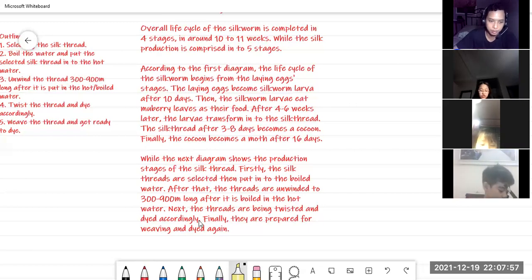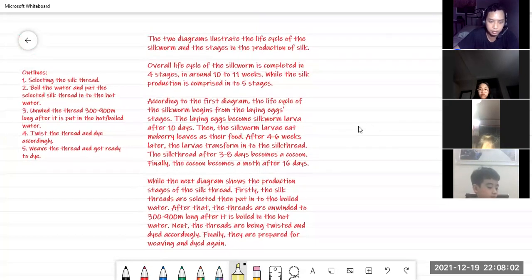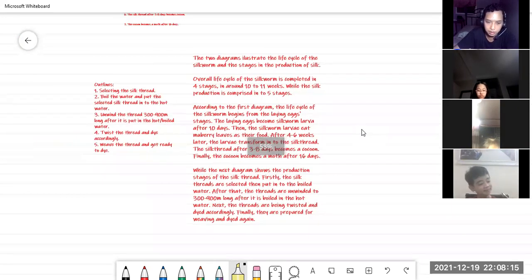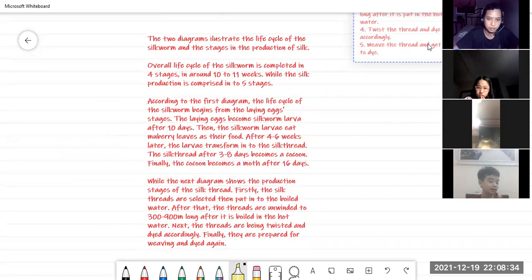Okay, very good. So this is the full essay of the two diagrams that we have made. First we made the outlines, and then we understood the steps or the stages, then we made it into a full essay. Can you write this, start from the two until again? Please write it in your notebooks, or you can take a screenshot.